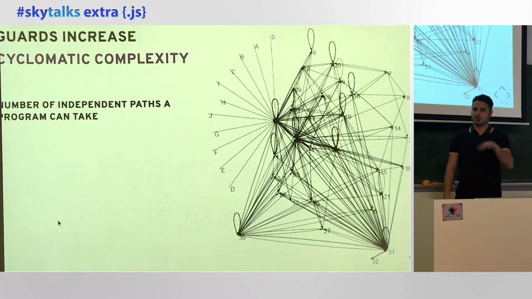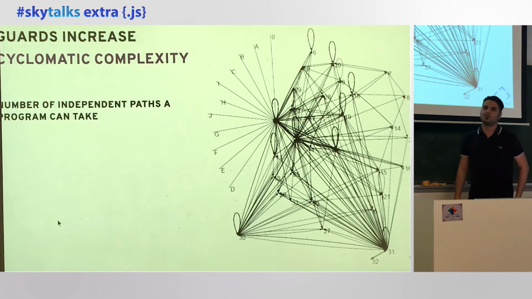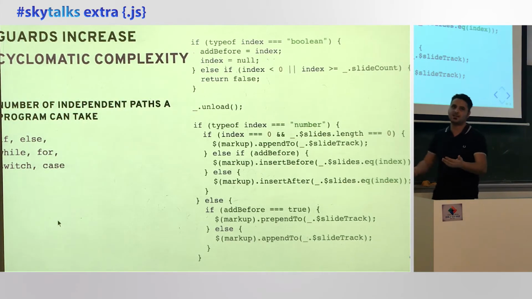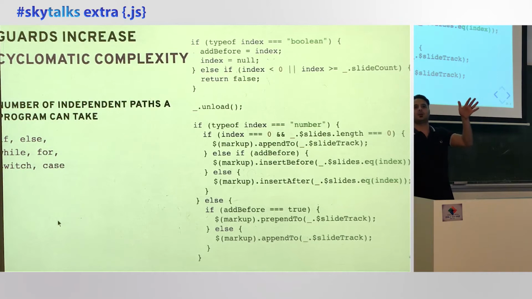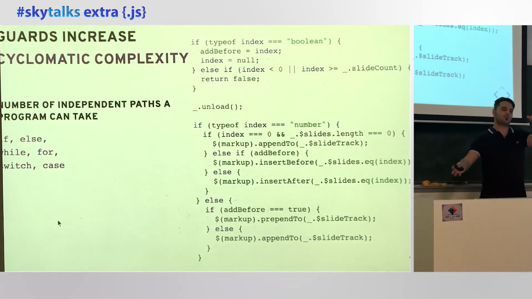But the problem with guards also is that they work fine for most of the cases, but they increase the cyclomatic complexity. Cyclomatic complexity means different ways that your code can end up with. If you add if cases, if you add else, if you add while, for, switch, case, these are the things that branch the code. So if you use if and else, your code is now going to end up in 2 different possibilities. Either this is true or false.